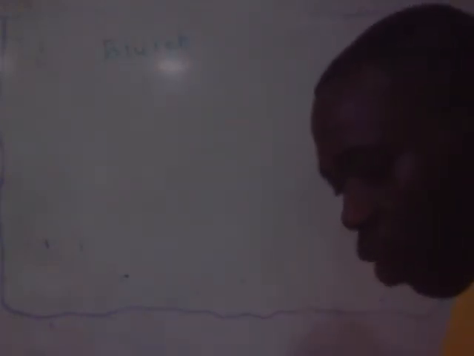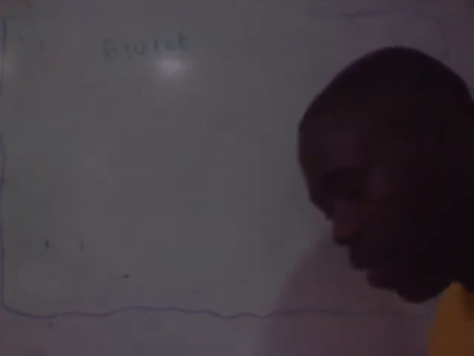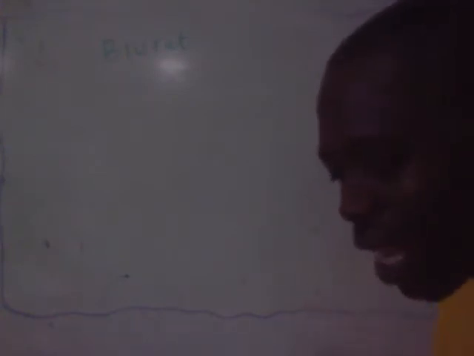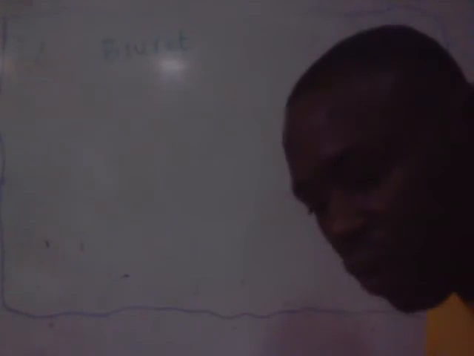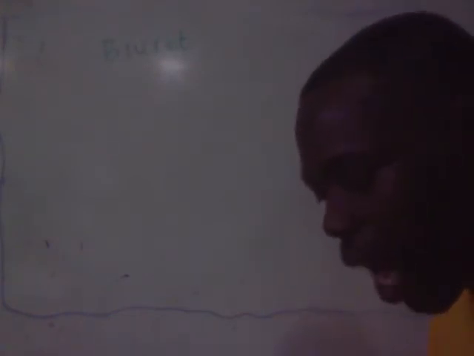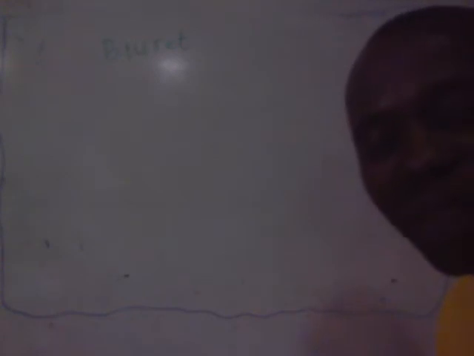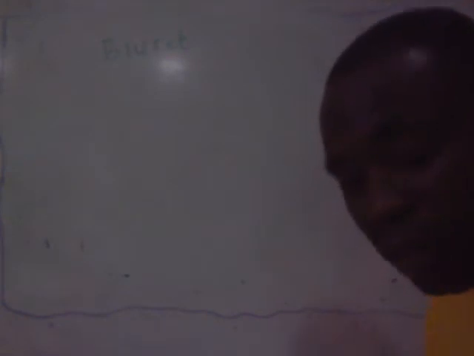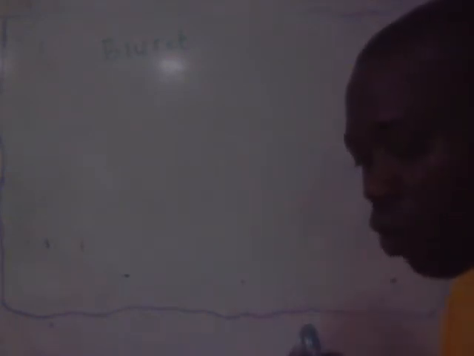Biuret test. Biuret test is carried out on organic compounds to determine the presence of what? Option A, carbohydrate and lipid. No, carbohydrate is like starch. For you to test for carbohydrates, we use iodine solution.